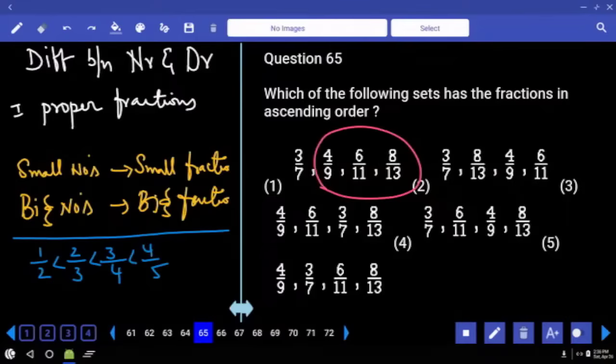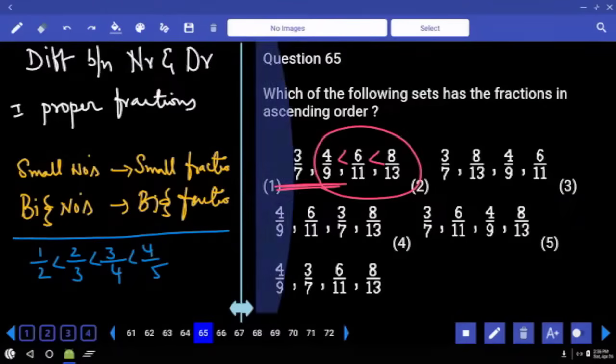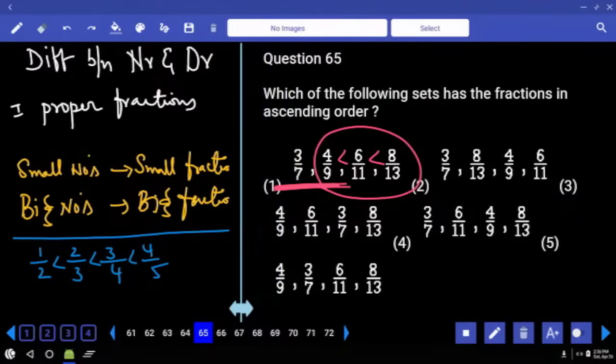All are proper fractions, small numbers are smaller fractions. So first we can get the relation here, and you just need to observe the first number and the first fraction, and then the second fraction relation. That's all.